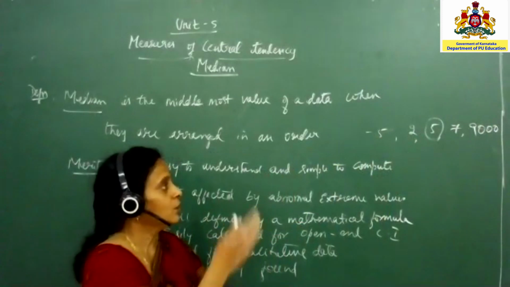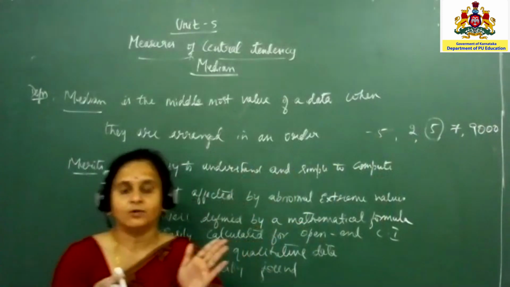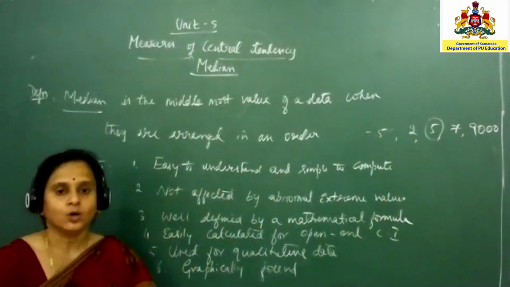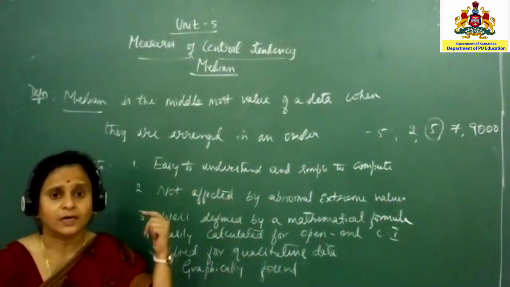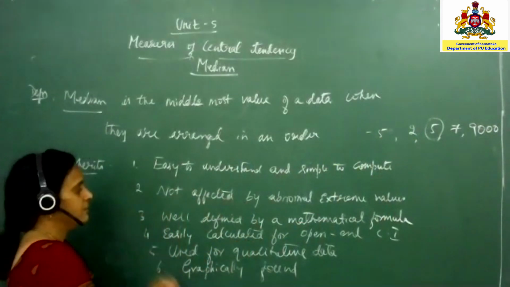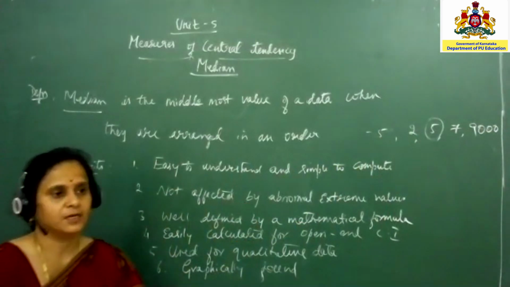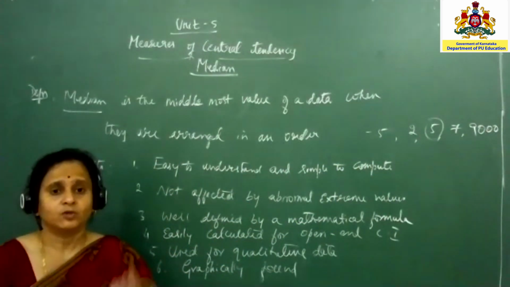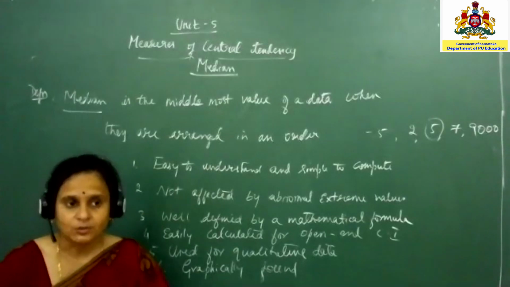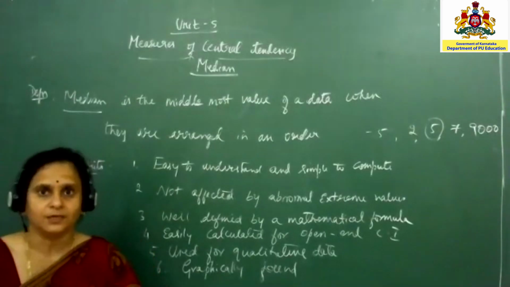So here there are two abnormal extreme values, and this median is not going to be affected, because we are not dealing with all the values. Next, third one: it is well defined by a mathematical formula. Whoever does it will get the same result because we have a particular formula. We'll use that to get the median here.